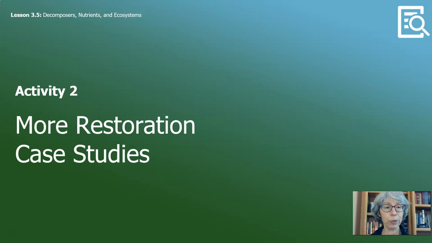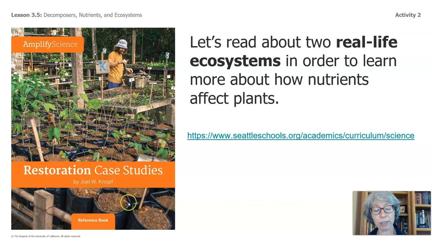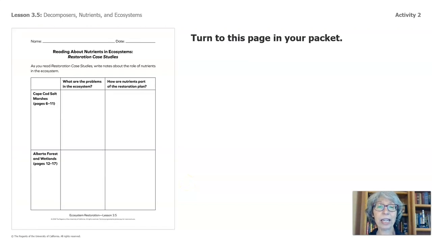All right, on to activity two. We will be reading more from the book Restoration Case Studies. We will read about two real life ecosystems in order to learn more about how nutrients affect plants. You can find the PDF of this book on our website. Pause the video and write down this URL. There are no spaces, just periods and backslashes. Then you scroll down to fifth grade, and at the end of the fifth grade unit, there's a list of the books, and you'll want to select Restoration Case Studies. So I'd like you to turn to this page in your packet, reading about nutrients and ecosystems.